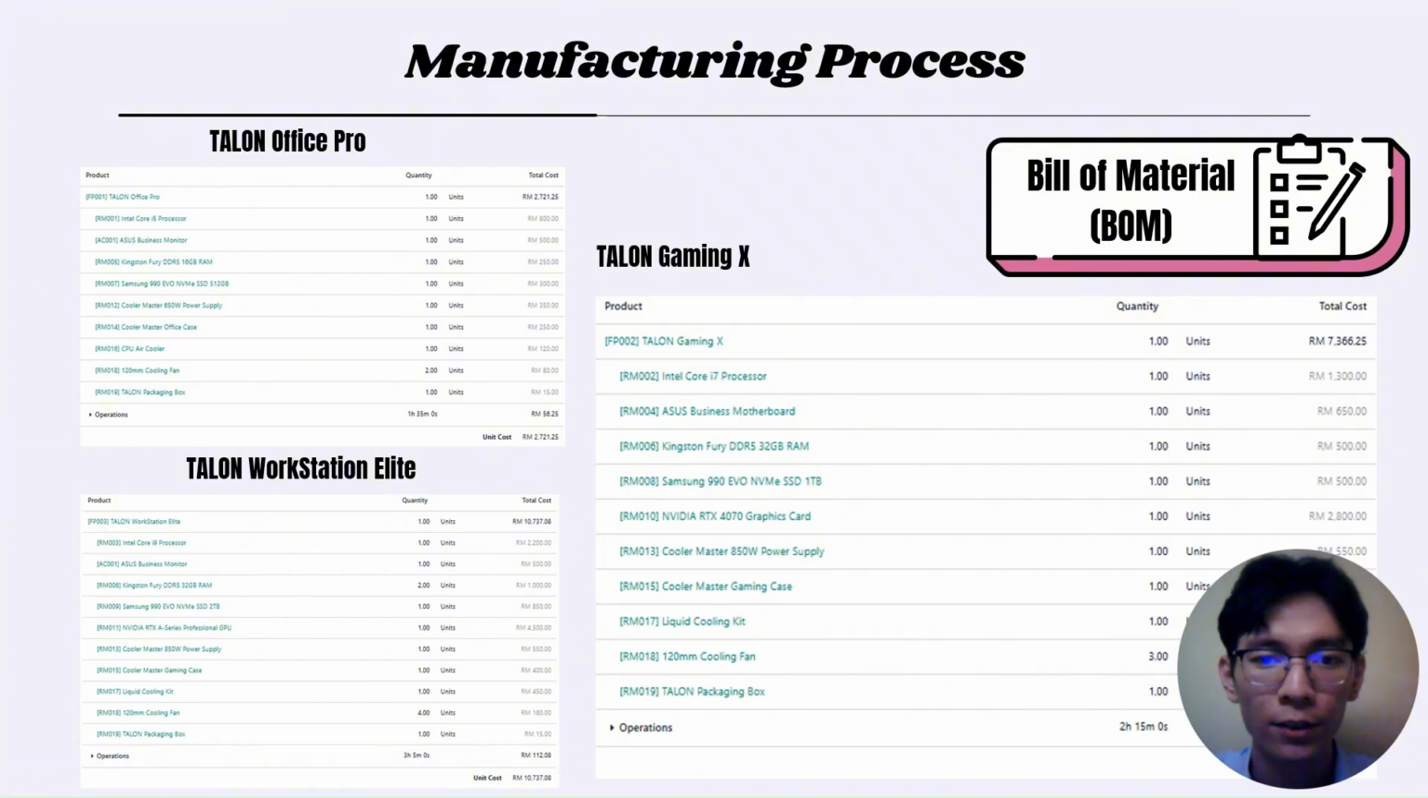For the manufacturing process, we have three types of products. So these are our bills of material. We have the Talent Office Pro and its list of materials, the Talent Gaming X and its list of materials, and the Talent Workstation and its list of materials.